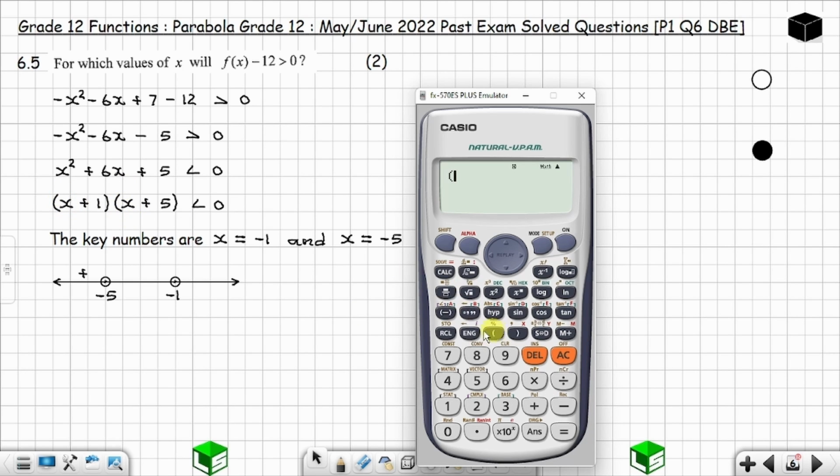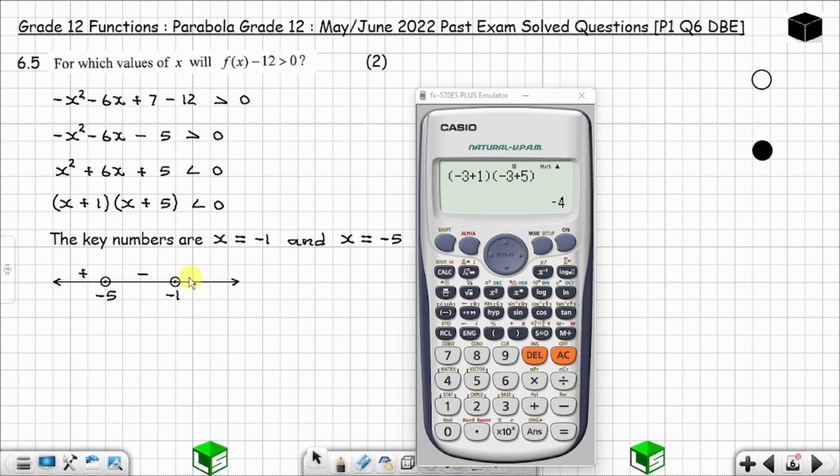So I open my bracket. You have x there. You put -3 and then +1. You close your bracket. You open another one. You have x there. You put -3 +5. You close your bracket, and this is equal to -4. You can see it is a negative answer. So if you use any number in this interval, the answer is going to be a negative value. So let's have negative there.